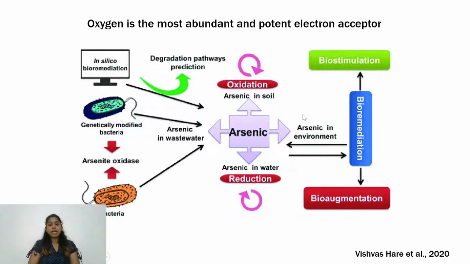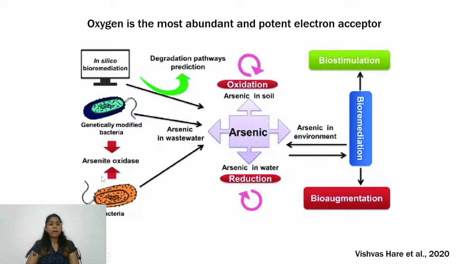So here we can see that degradation pathways are initially predicted using in silico bioremediation. So in silico bioremediation is basically just trying out different combinations by using different microbes, and giving a combination of reactions for substrate conversion, and seeing which final product is harmless for the environment. So through this, the biodegradation pathways are predicted. So arsenite oxidase is an enzyme which can oxidize arsenic and convert it into a harmless product.